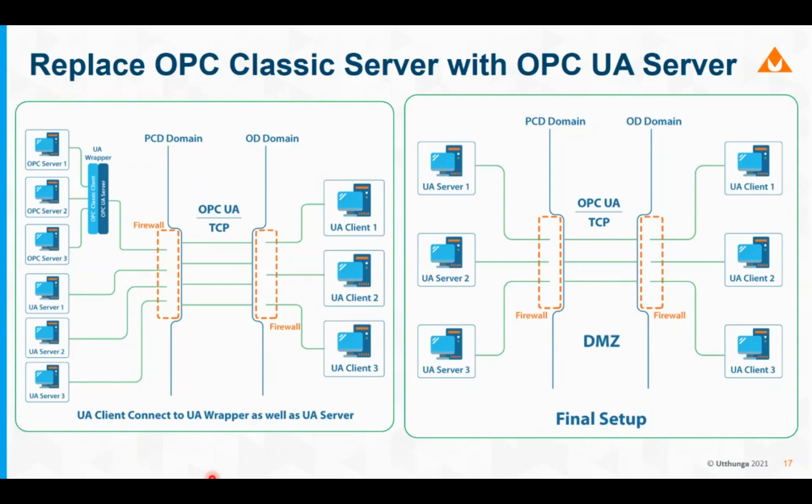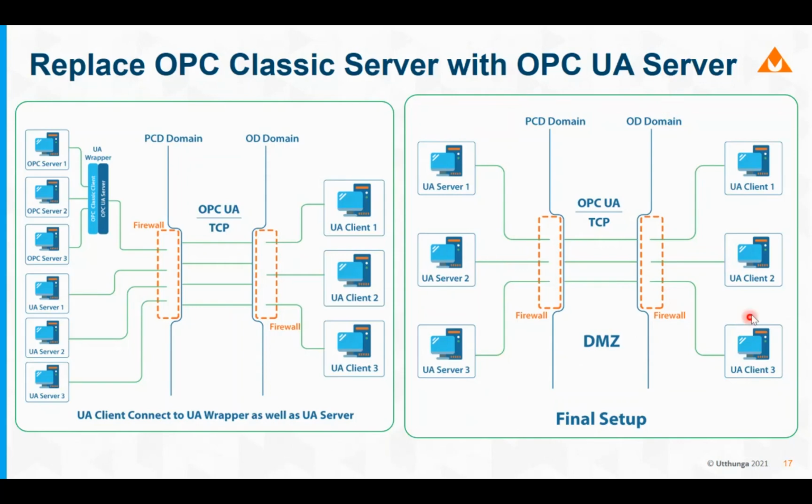And that becomes the last step. In the last step, what happens is, now we come from here to here. Now, if you look at the last step here, now we have taken care of this. The wrapper is gone and these UA servers are running. Now, if you look at both the sides, the PCD domain is clean. All the COM/DCOM is gone and the OD domains are clean.